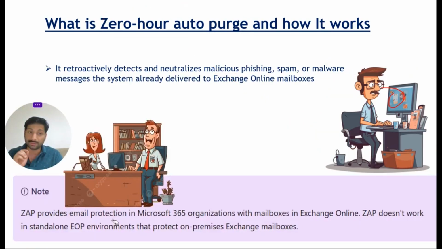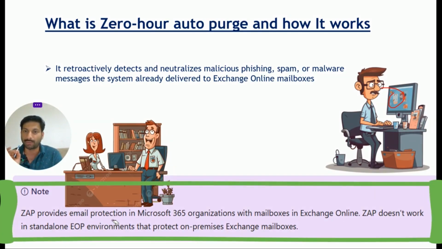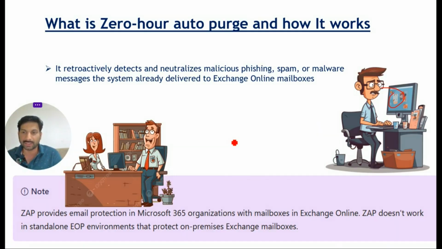All right. The other thing we want to know is that ZAP provides email protection in a Microsoft 365 organization with mailboxes in Exchange Online. It provides protection only for mailboxes that are in Exchange Online, that is in Microsoft 365. ZAP does not work in a standalone EOP environment that protects on-premises Exchange mailboxes. EOP updates spam and malware signatures in real time on a daily basis.